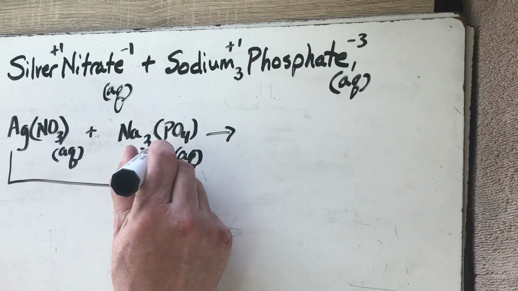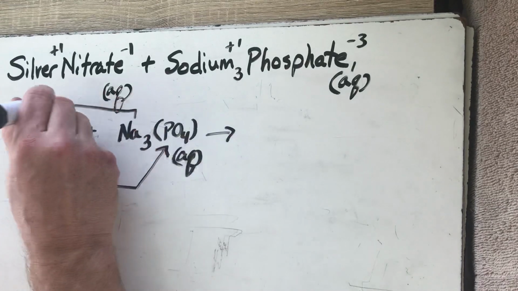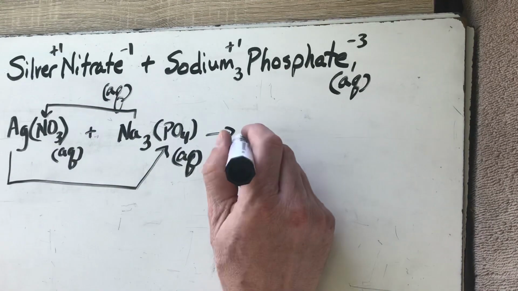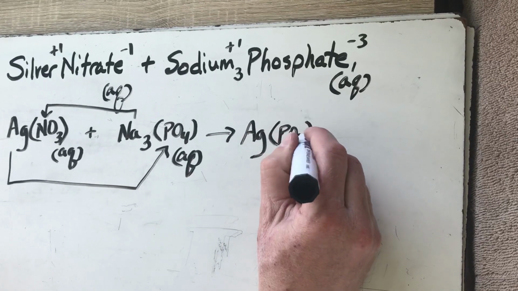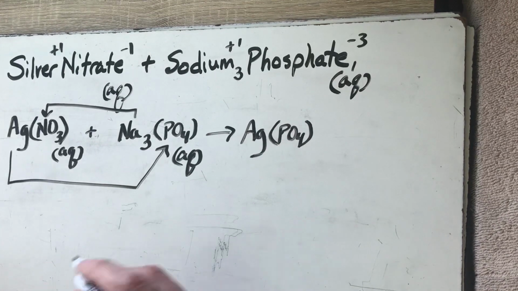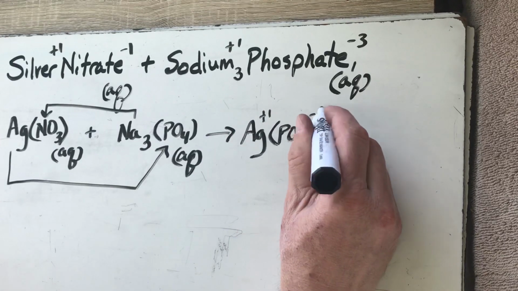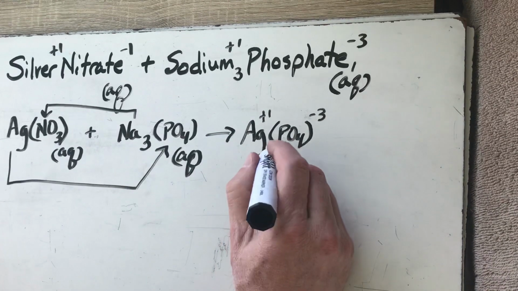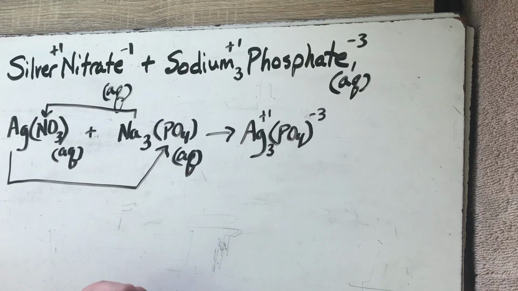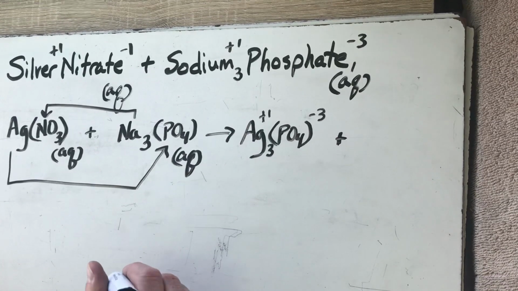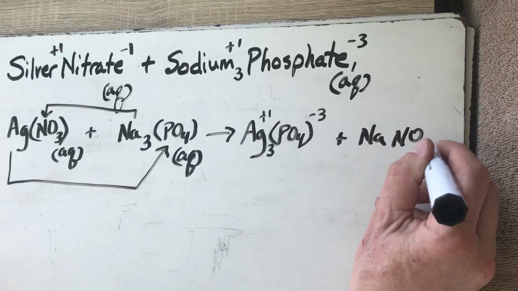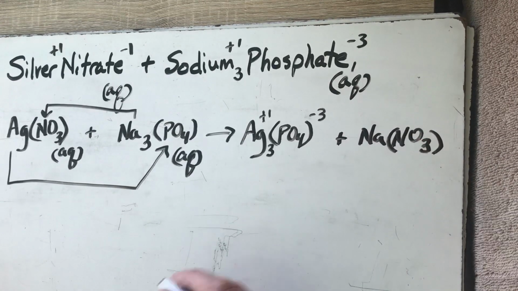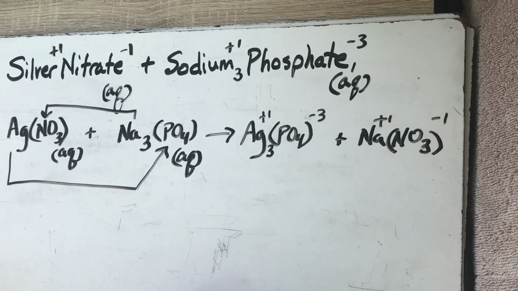Silver is going to be able to combine with phosphate. Sodium is going to be able to combine with nitrate. So I'm going to write silver phosphate. Then I have to look at these charges again. Silver's a +1, phosphate's a -3. I'm going to need 3 silvers to go with that 1 phosphate. The other product is sodium nitrate. I've got sodium and nitrate, but this is a +1 and a -1. Okay, that's nice. That fits together, so I only need 1 of each.